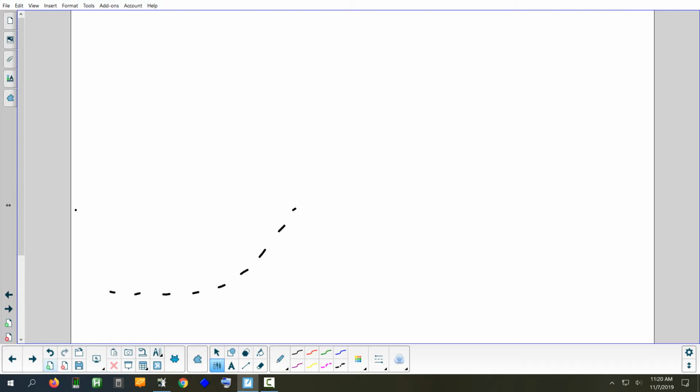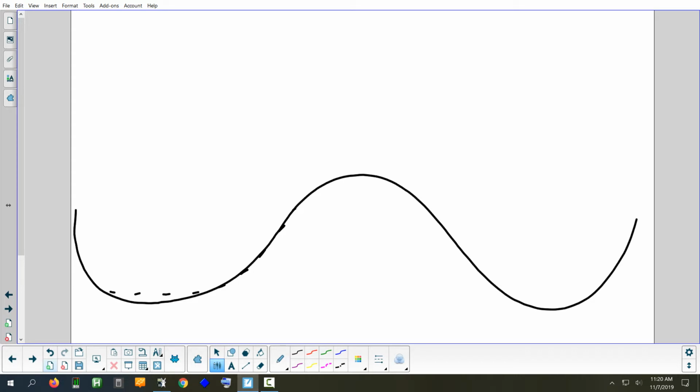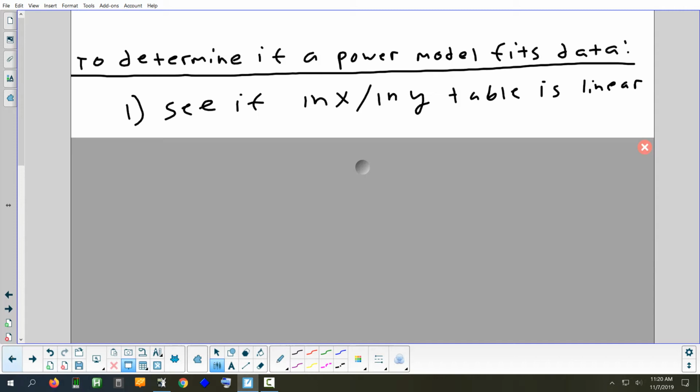Right? Just because something curves doesn't necessarily mean it's a power model. I mean, maybe this is like part of a sine wave. That's totally different. So not everything that curves is a power model. But the way you can tell if it is, is to do this. Take your data and take the natural log of every point. We'll go through and do it.